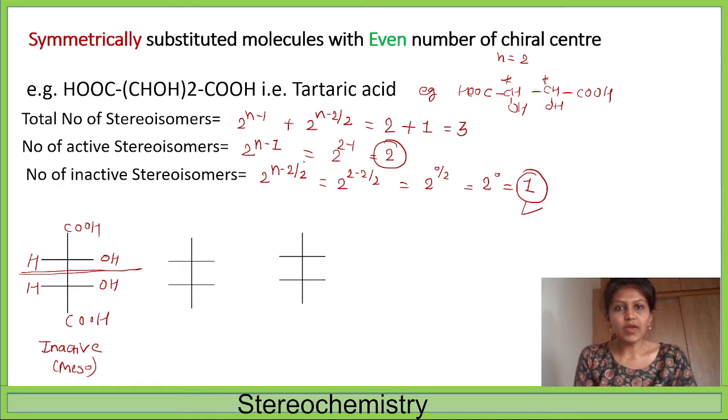Now the optically active stereoisomers are 2. So we can say that COOH.